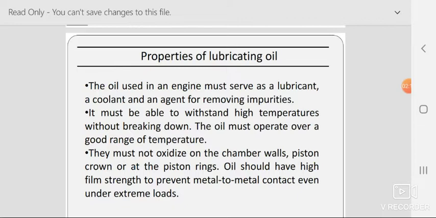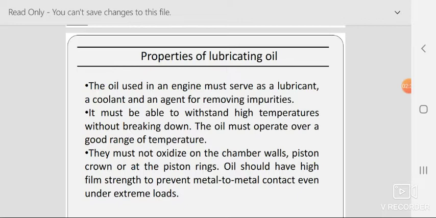It must operate over a good range of temperature. The range of temperature should be known. That is the range of temperature between which the engine will work, the operating temperature range. You know for a particular engine what is the minimum temperature, what is the maximum temperature for operating range. That is found out by testing, by driving the engine at lowest speed and then driving the engine to the highest speed in the test lab.